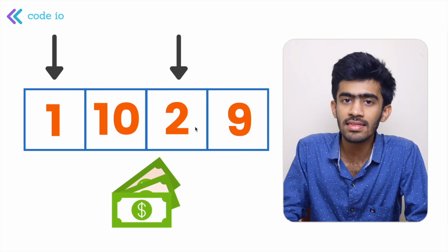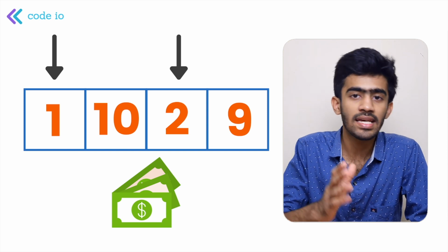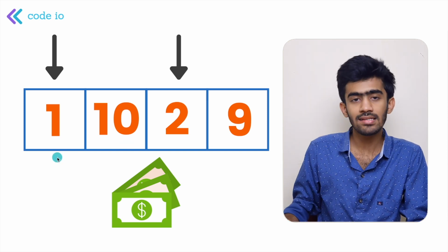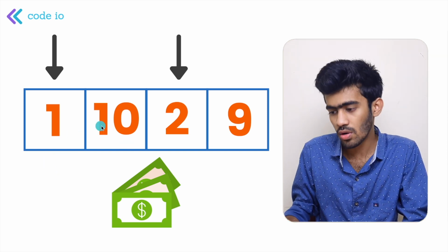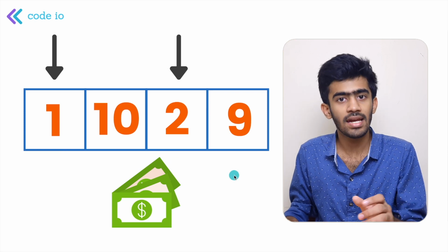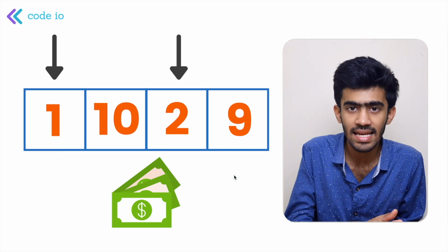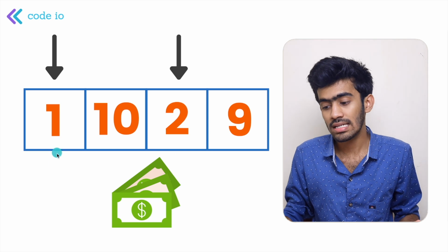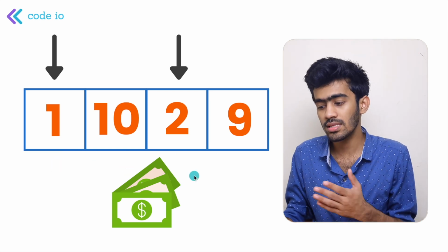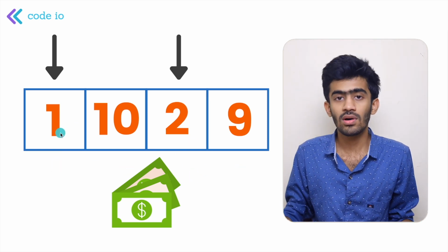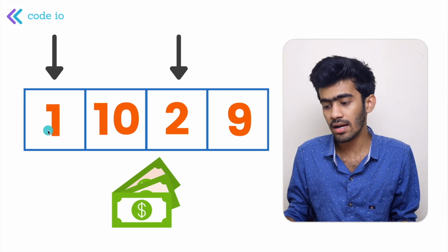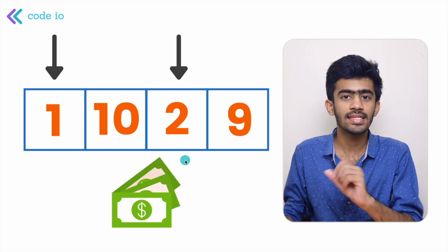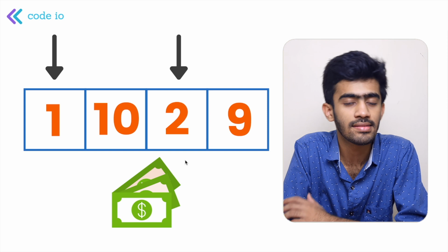And it is given that they are using 1 based indexing. Usually an array starts with the index 0, so 0, 1, 2, 3. But here we should return the index starting from 1. So this is 1, this is 2, this is 3, and this is 4. So the indexes that we would be returning are 1 and 3. This would be our answer to this sample input.